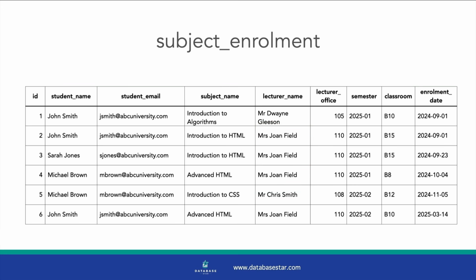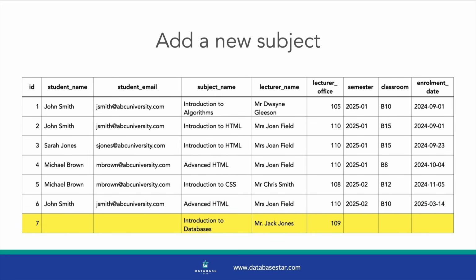Why is this an issue? There are three problems with storing data like this. Let's say we wanted to add a new subject with a new lecturer to our database. We haven't got any students enrolled yet. But with this design, we can't store anything about the subject or the lecturer until we have an enrolment. We could add a kind of dummy enrolment record where everything else is null, but then we're just making up data. This is called an insert anomaly.